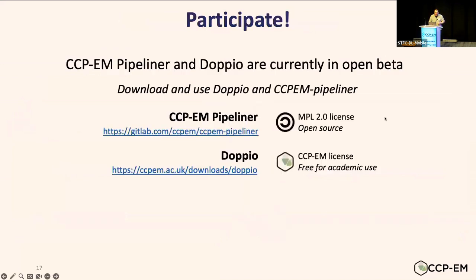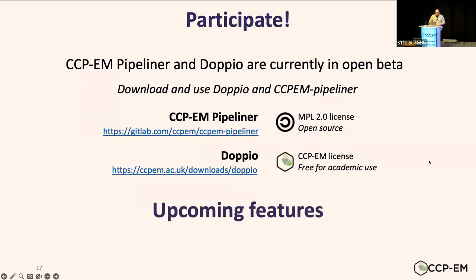Okay, so we're really happy to announce that today is the official beta release of both Doppio and the CCP-EM pipeliner. So you can go to the CCP-EM website and download them, use them. CCP-EM pipeliner is completely open source, so please use it to build other applications, build on it, contribute. And Doppio is under the CCP-EM license, so of course it's completely free for all academic use.